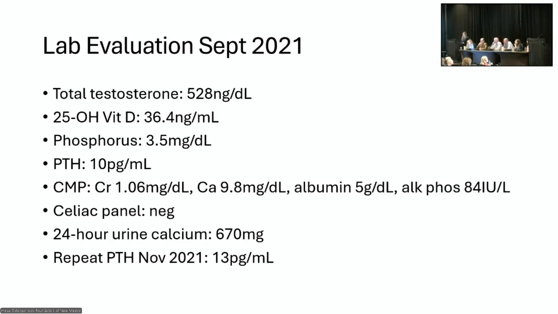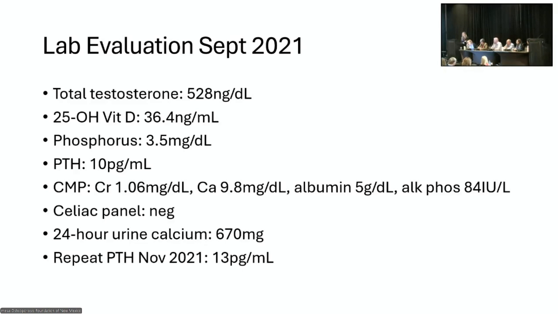Celiac panel was negative. His 24-hour urine calcium was quite high at 670 milligrams. And my conclusion with this was, I think you are flooding your body with calcium, you're driving down your PTH, and you may be kind of shutting down your bone activity. So what I asked him to do was to try to cool it a little on the calcium intake.